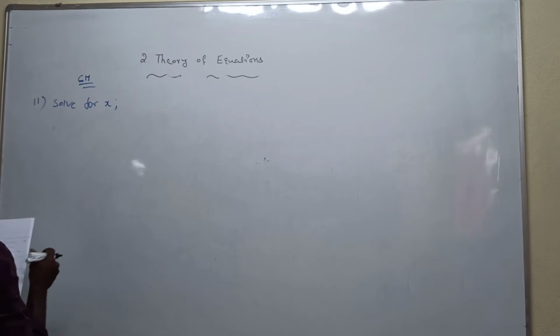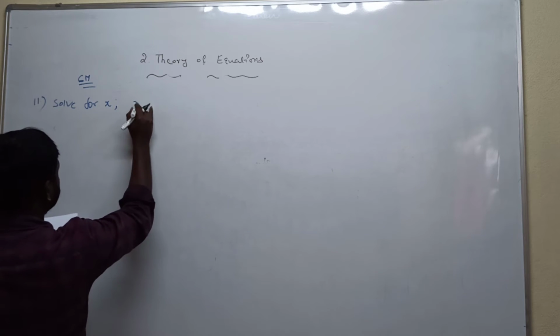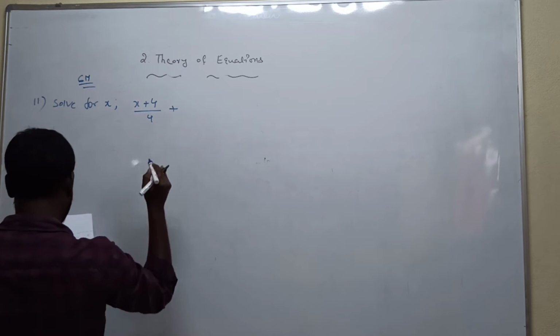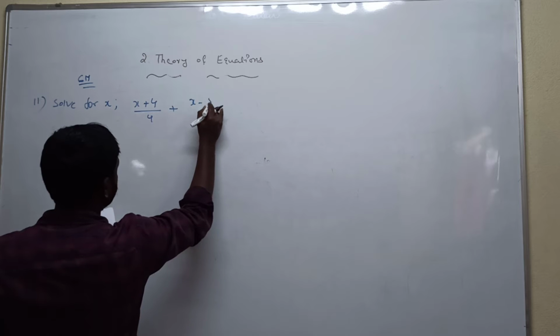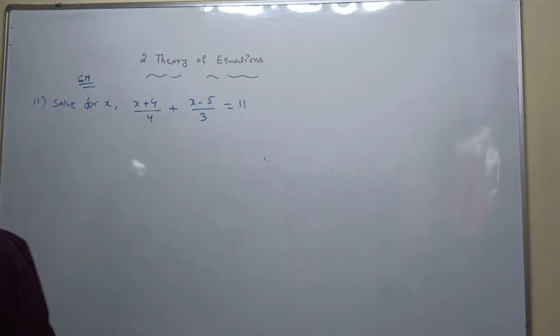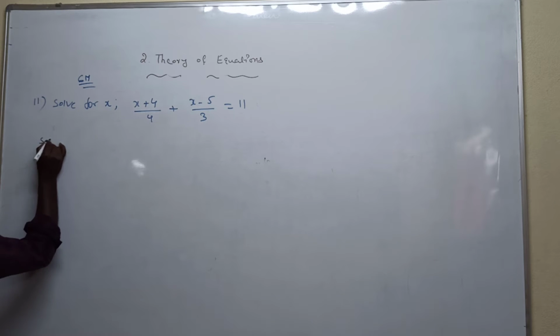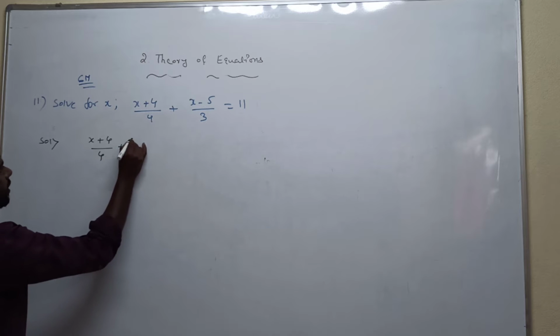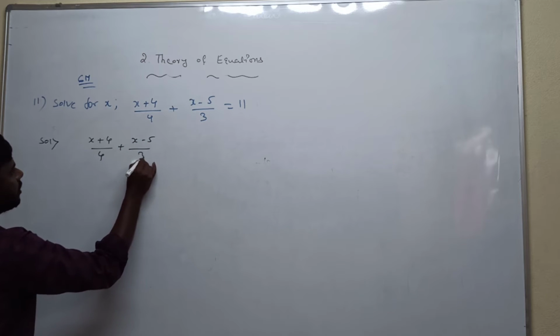Solve for x. (x plus 4) by 4 plus (x minus 5) by 3 is equal to 11. So the given equation is (x plus 4) by 4 plus (x minus 5) by 3 is equal to 11. To calculate the x value, what are the given equations? Write as it is: (x plus 4) by 4 plus (x minus 5) by 3 is equal to 11.